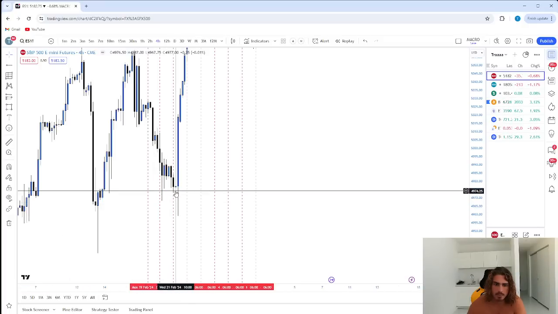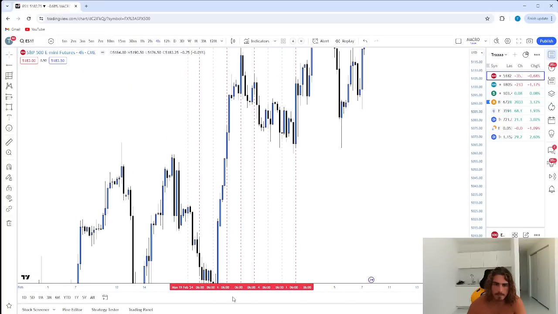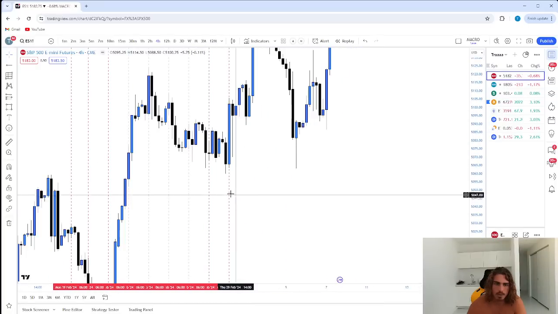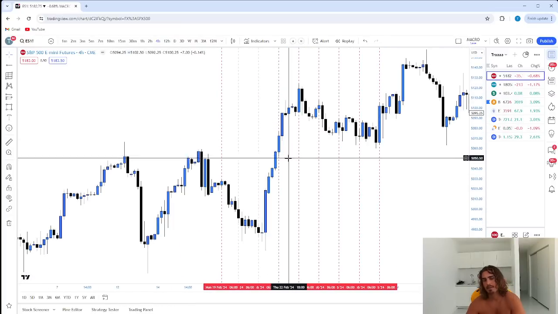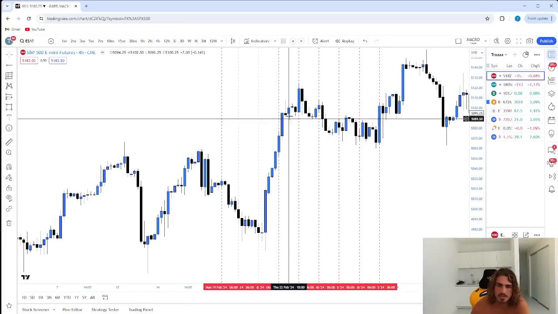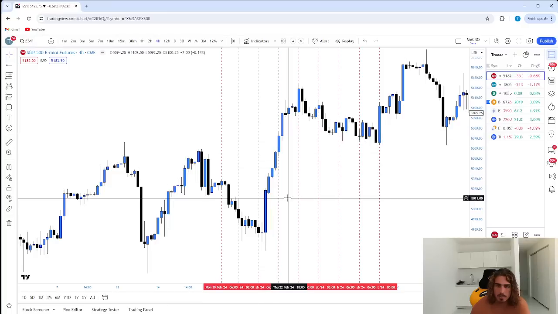Monday, Tuesday, Wednesday, Thursday. Okay, Thursday, what are we? We are bullish on the 4 hour. And I think if I remember this correctly, there were no trades to take on this day. Okay, so we're bullish on the 4 hour.